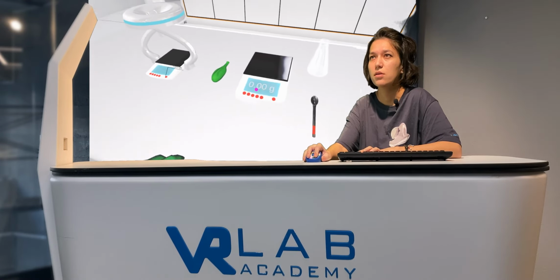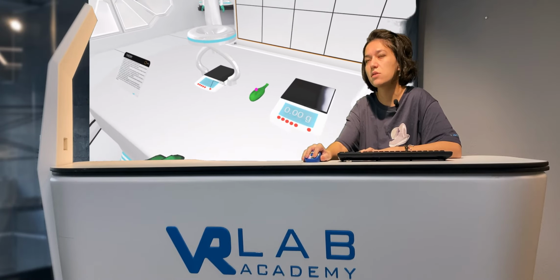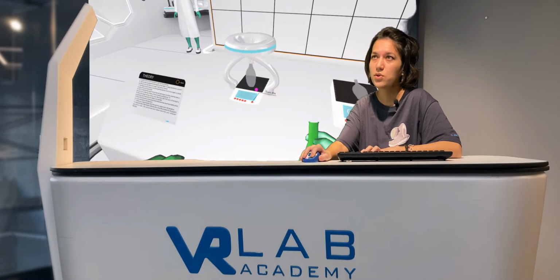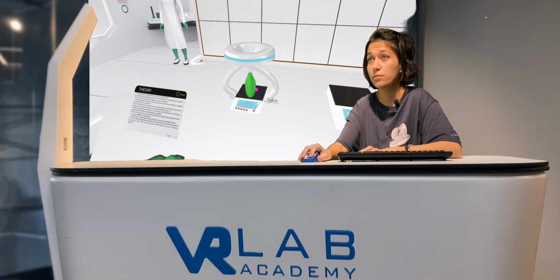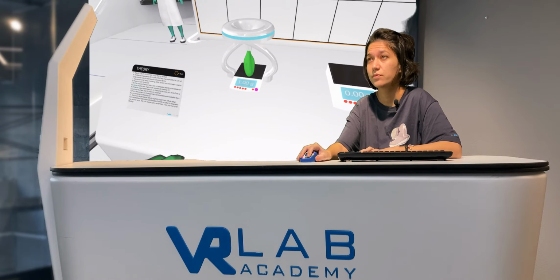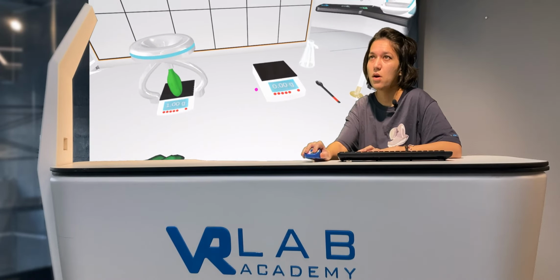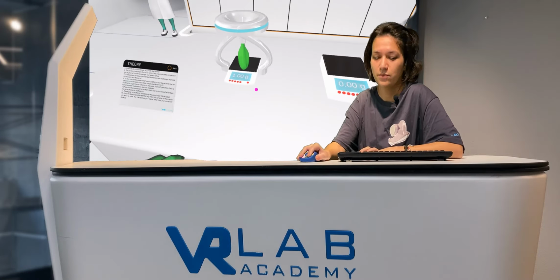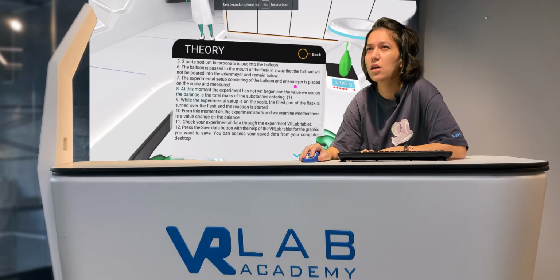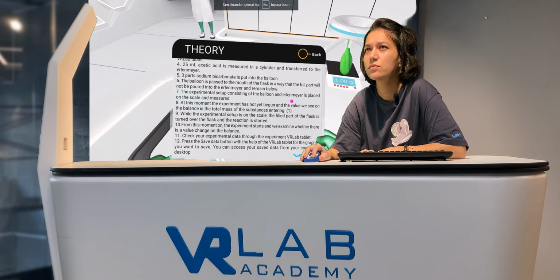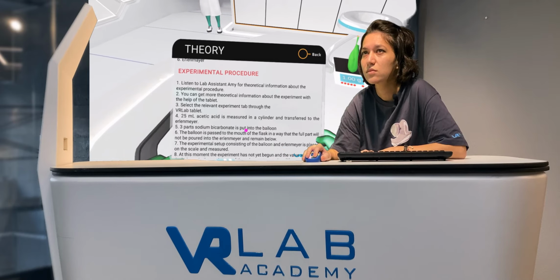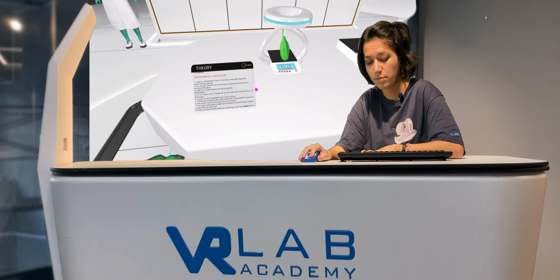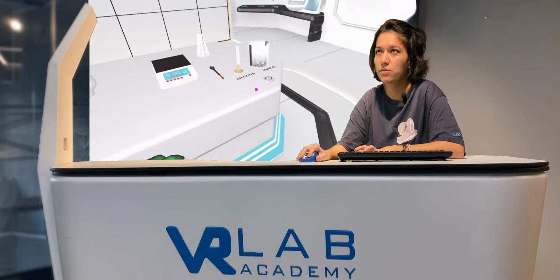I turn on my digital balance, and I will weigh my balloon, which is what I'm going to use to put the powder inside. Okay, I have to use 3 parts of sodium bicarbonate. By part, we mean 3 spoons of sodium bicarbonate.